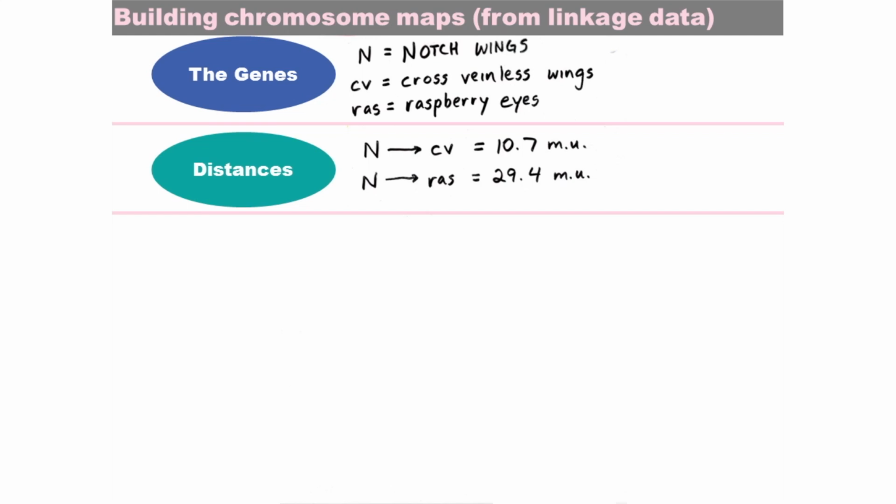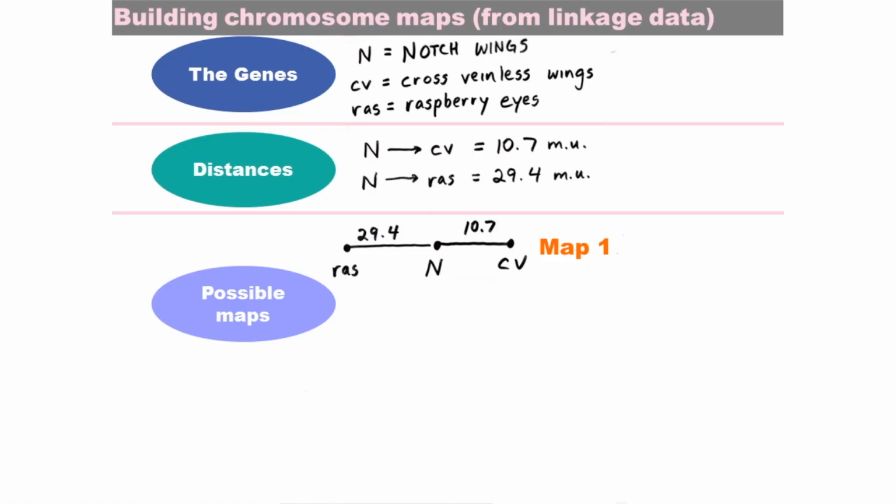Then if we do a separate experiment and we look at the distance between notch wings and raspberry eyes, we see 29.4 map units. So we know that we can map out from notch wings to cross-veinless, 10.7. And then from notch wing to raspberry, 29.4. I've put them on a map here with N in the middle, and we're going in opposite directions to get to each. Chromosome is a linear structure.